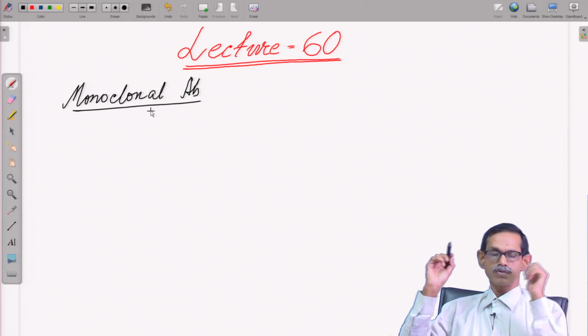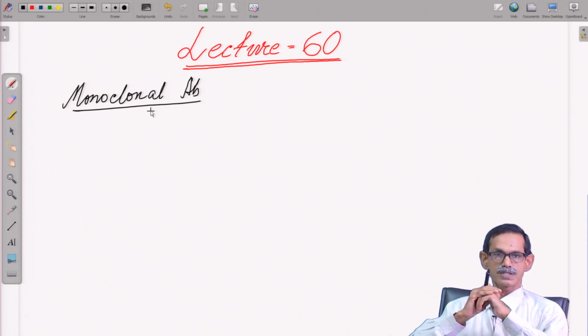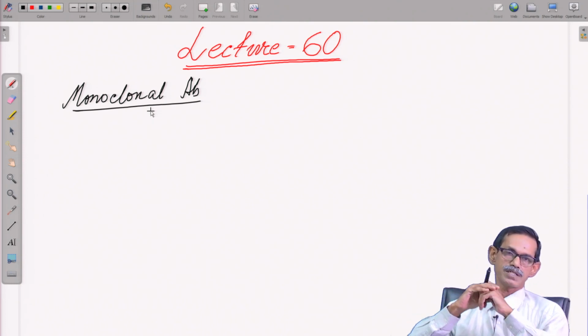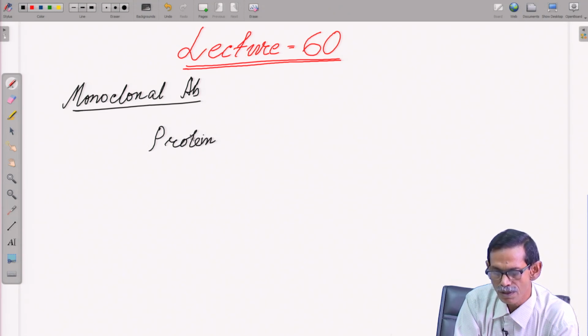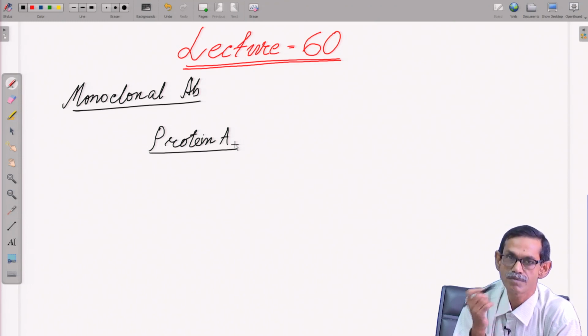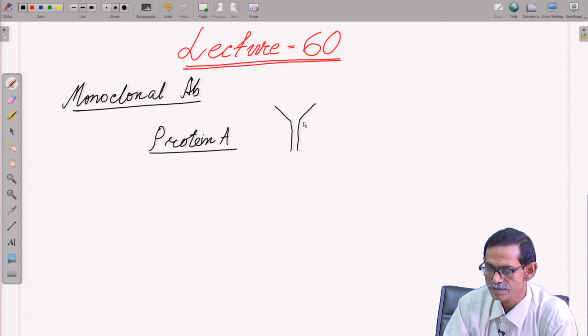Many ways we can purify that, but the most common technique that we are going to use, and in a previous class, I do not remember which lecture it was, we told that Staphylococcus aureus has a surface protein, protein A, which binds to IgG. Normally for monoclonal antibody you go for IgG, though IgM monoclonal is also there. That protein A is the surface protein of that bacteria, which binds the constant region of the antibody, mostly the Fc portion. So, if this is the antibody, it will bind the Fc region.